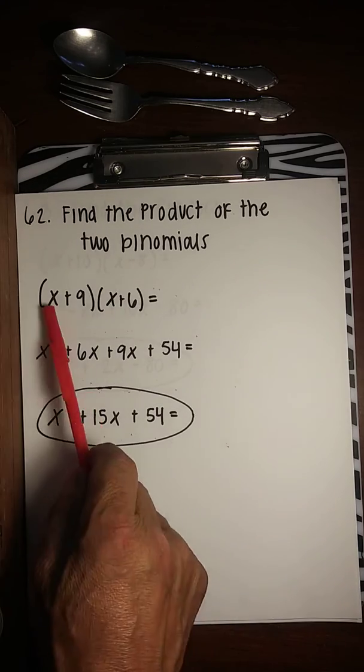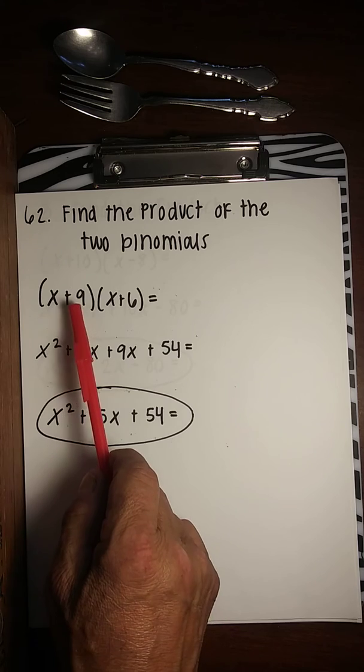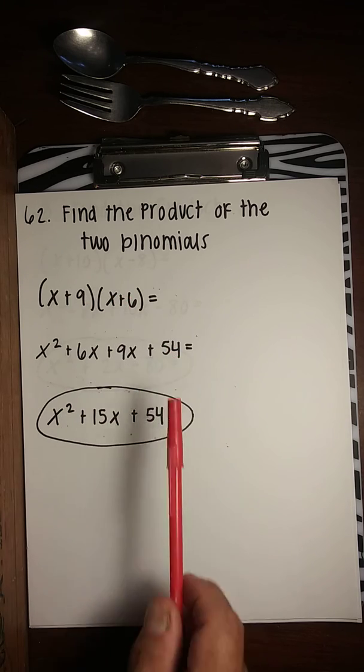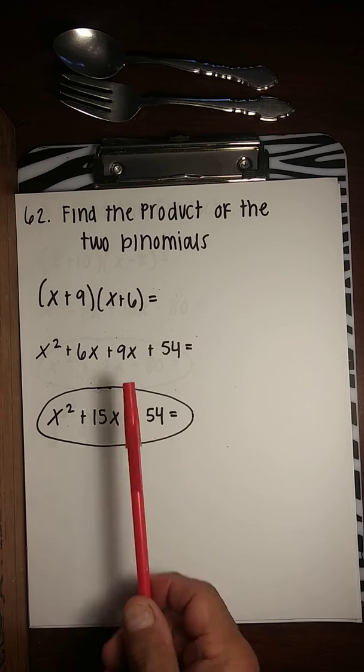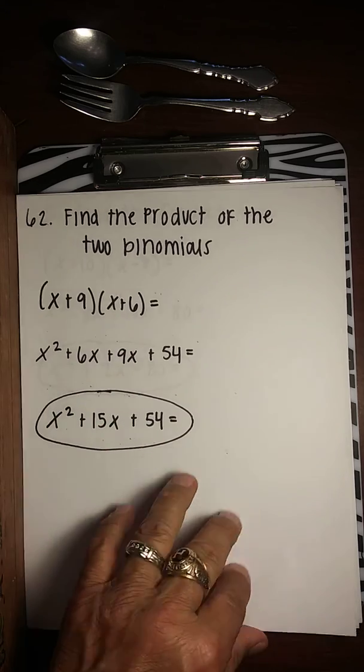It's this one. x times x, x squared. x times that is 6x. That times that is 9x. That times that is 54. So we have x squared plus 15x plus 54. Combine the like terms right here in the middle.